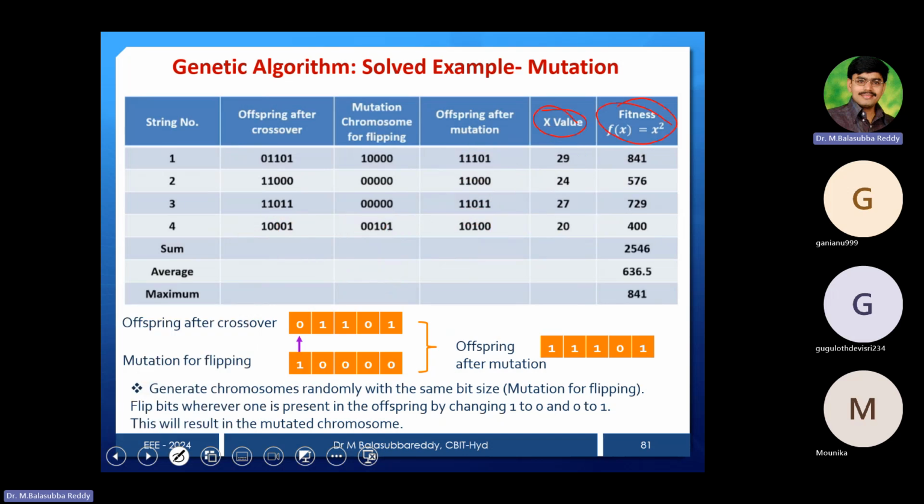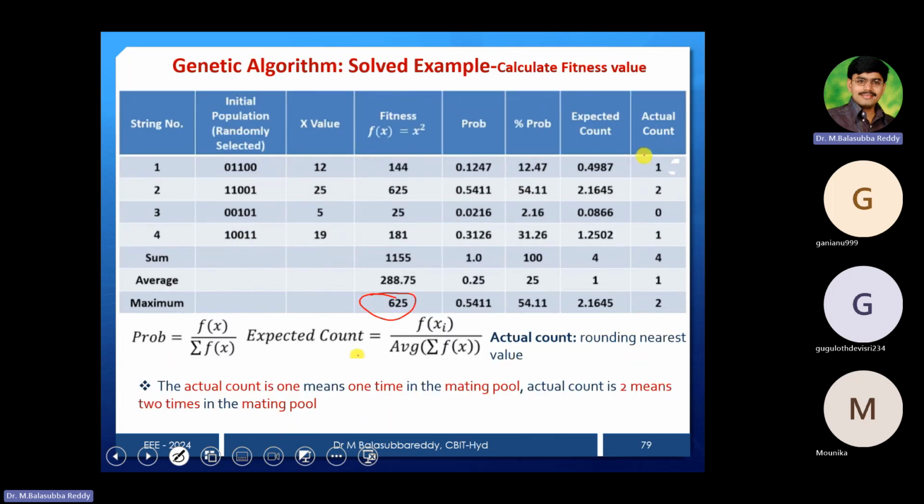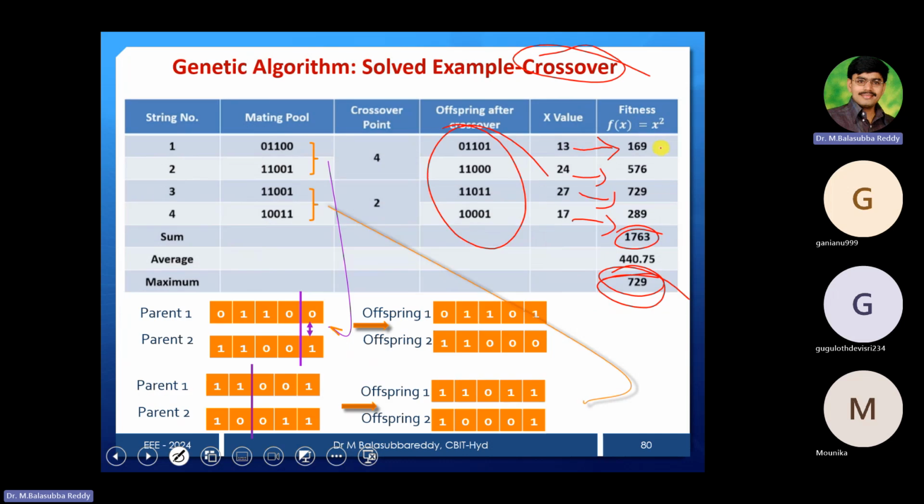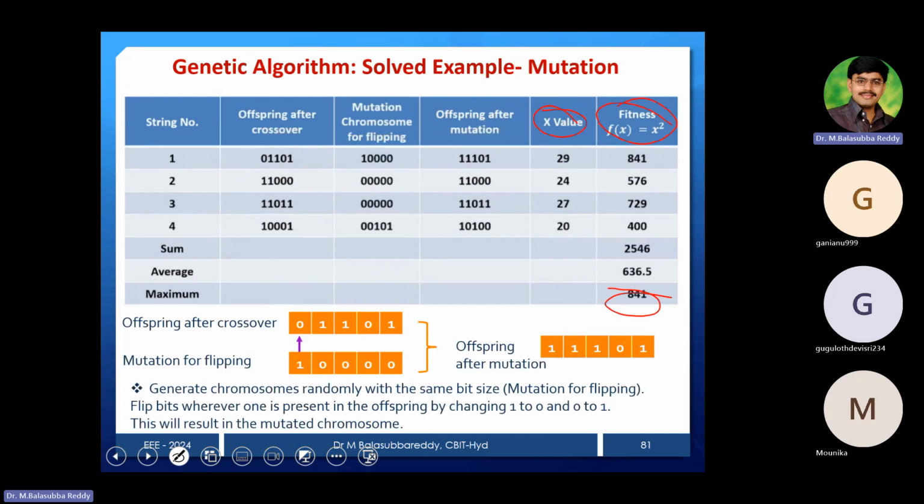Then you go for the fitness. Now we can observe the maximum value is 241. You can compare line by line here. Initial calculation, random population, we got 625. Then we performed the crossover, we got 729. Then we performed the mutation, we got 841. So like that, it keeps on increasing, and all the steps are over.